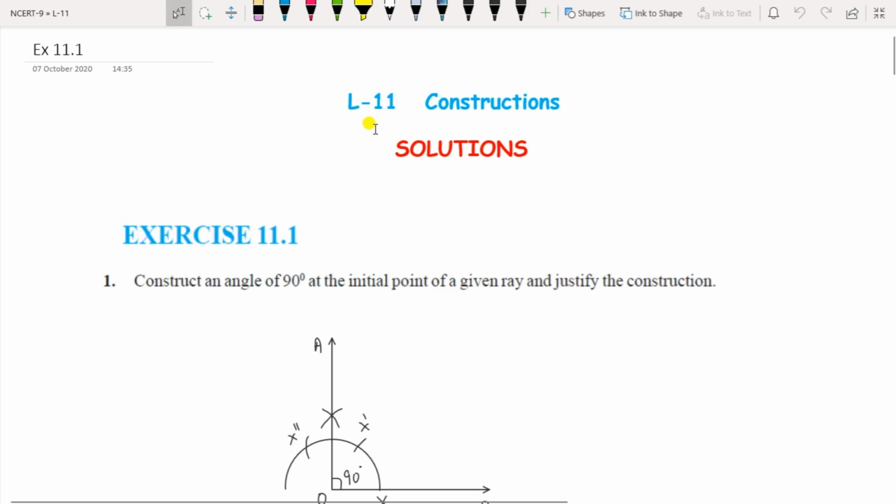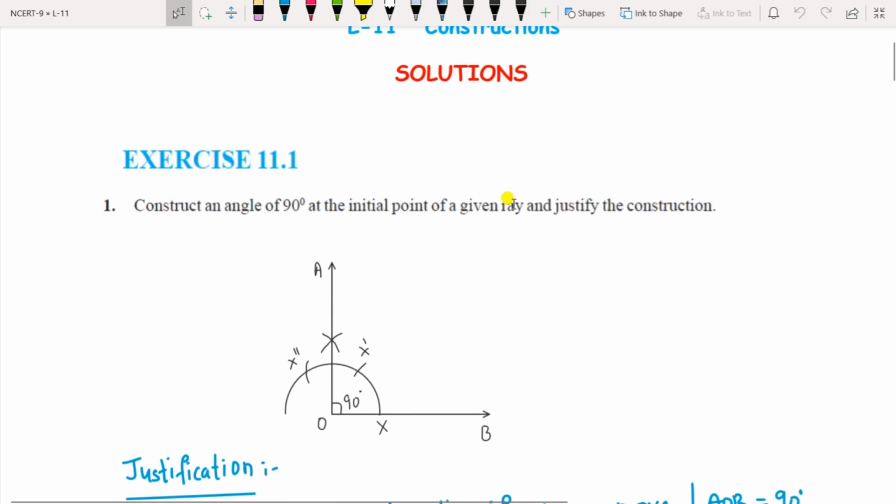In this video we are going to see the solutions for exercise 11.1, that is constructions. In your earlier classes you have learned how to draw the angles of 90 degree, 30 degree, 60 degree, all those basic angles. The similar ones are here. The first question is: construct the angle 90 at the initial point of the given ray and justify the construction. This justification is the new thing that we have to do here.